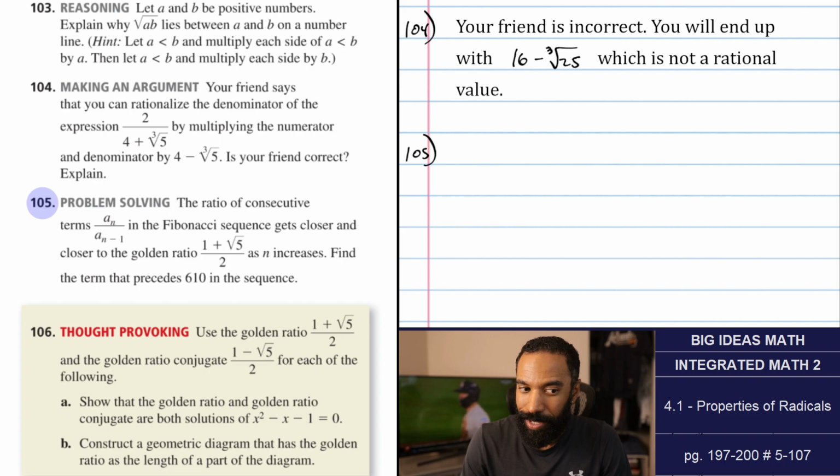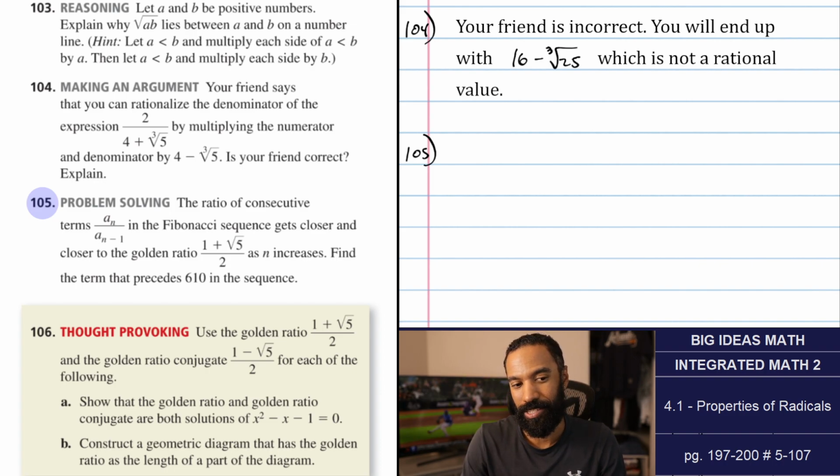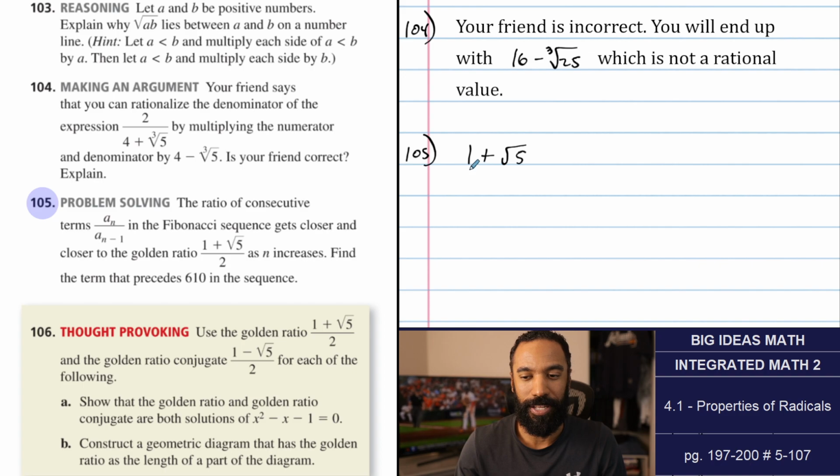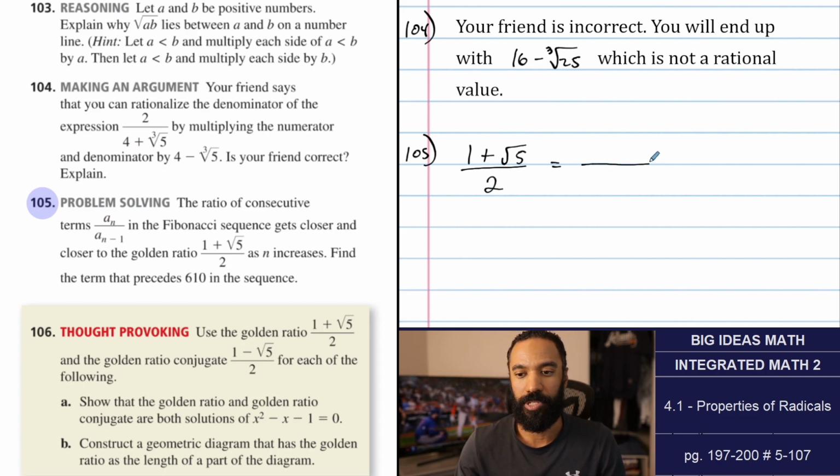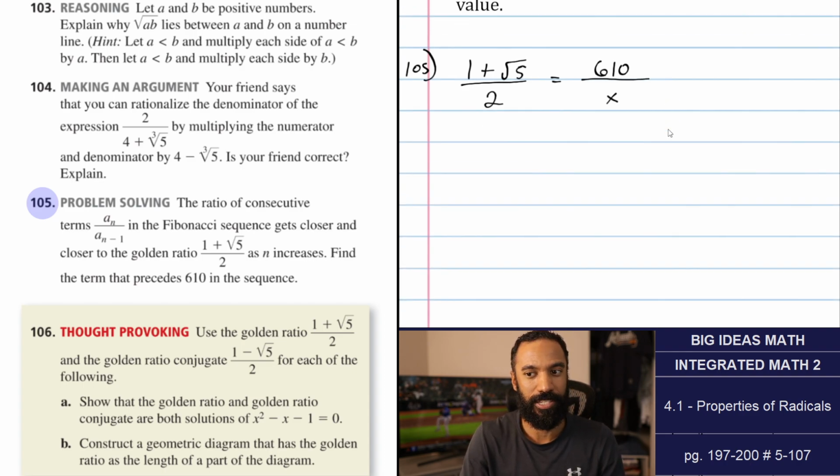I don't know if I'm supposed to do something specifically with that. I guess I just use it within there. So let's try that. 1 plus root 5, I guess it should be pretty close to it. 1 plus root 5 over 2 equals, so the one that precedes 610. 610 would be the bigger one, and the unknown would be x. Let's see how close it is to some value, because it says it gets closer and closer.